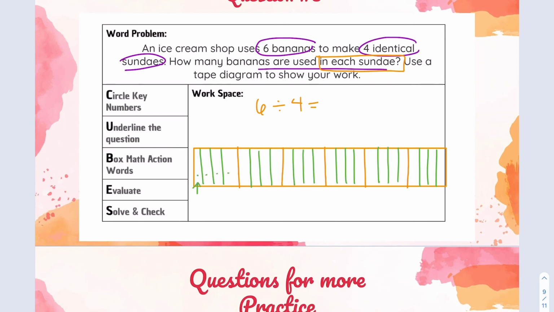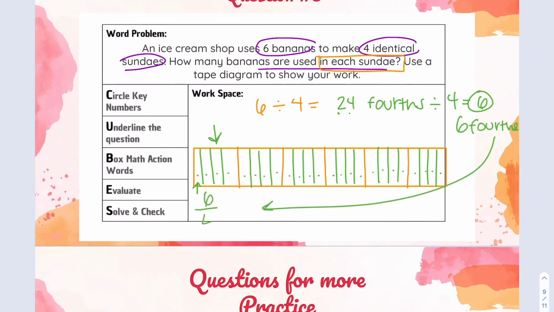So now the next thing we do is count up each of these. So we have 1, 2, 3, 4, 5, 6, 7, 8, 9, 10, 11, 12, 13, 14, 15, 16, 17, 18, 19, 20, 21, 22, 23, 24. We have 24 fourths, and we know it's fourths because we just split our wholes up into fourths divided by 4. 24 divided by 4 we know is 6, but the answer isn't 6. The answer is 6 fourths. We can write this as a fraction, 6 fourths. And again, notice how the numerator is that first number and our denominator is that second number.